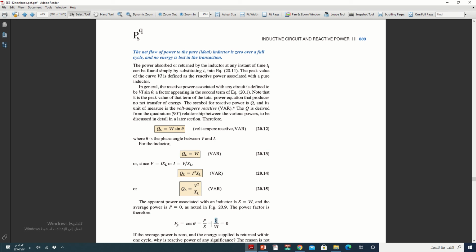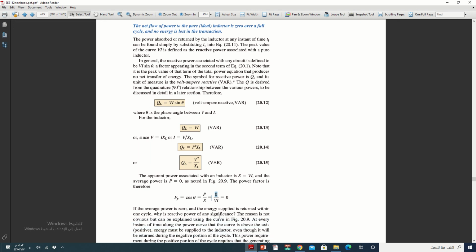Why? Because there is no real power, there is no active power. Active power in a pure inductive circuit is zero. Remember that we are talking here about a pure inductive load.